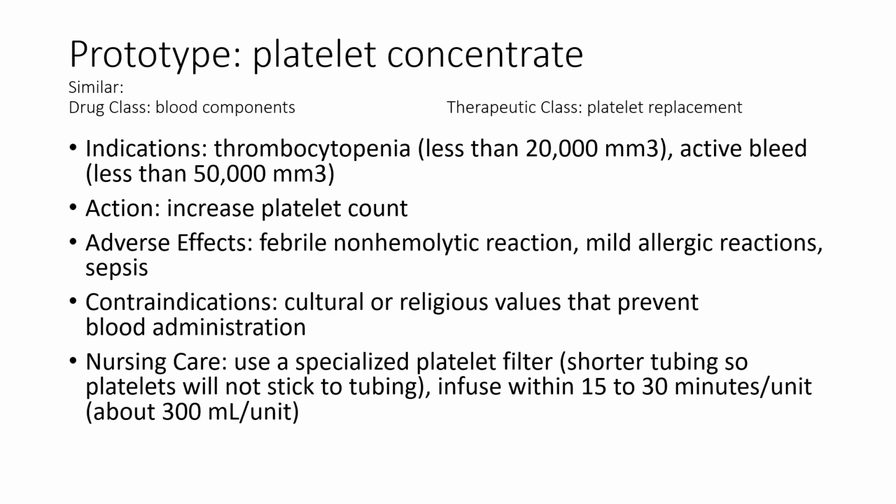Platelets are transfused through a special platelet filter with short tubing, to avoid the platelets sticking to the tubing. And they're infused relatively quickly. Each packet or each unit is given in about 15 to 30 minutes. So much faster than a red blood cell transfusion. So some patients need 5 or 10 units of platelet concentrate to get their platelets to a proper level. Okay?